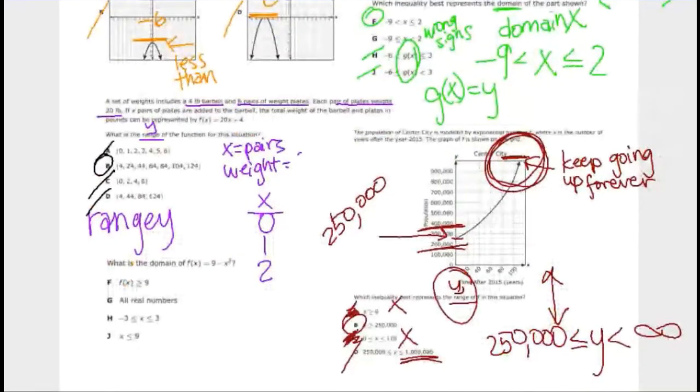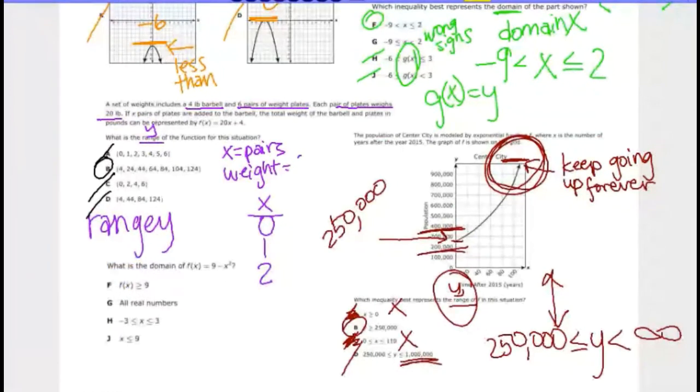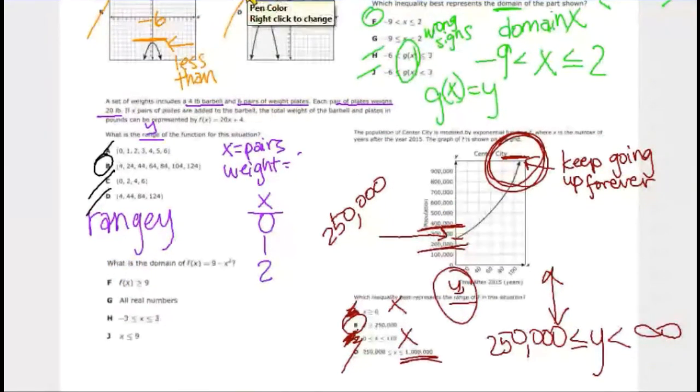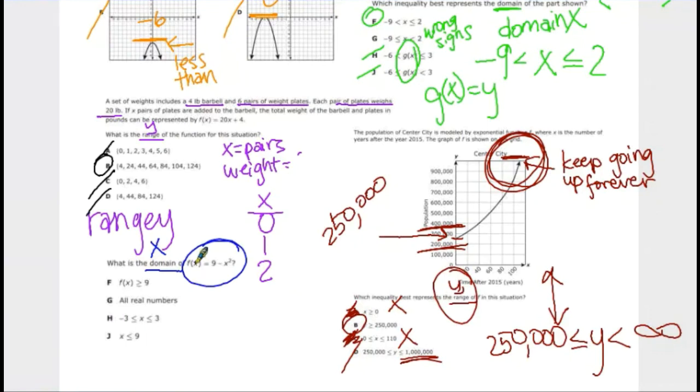Okay, now we have one last problem here. And this is one where you're going to need your calculator. Okay? It says, what is the domain? So we're looking for the x values of f of x equals 9 minus x squared. Now, one way you can solve this, if you have a calculator, is you can just plug in to y equals and graph 9 minus x squared. Okay? A different way to solve it is to solve it algebraically.